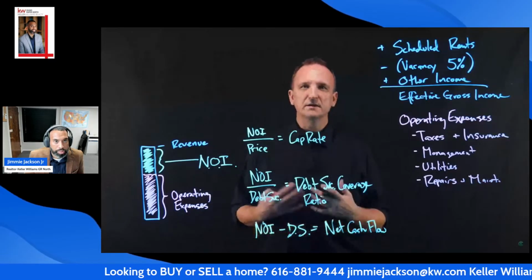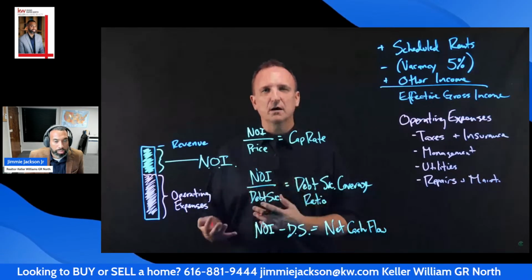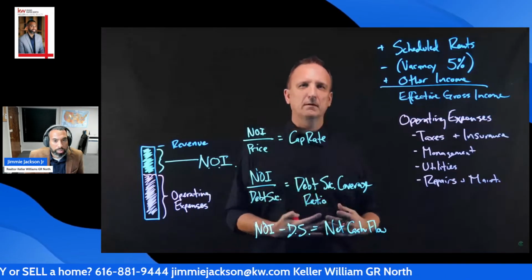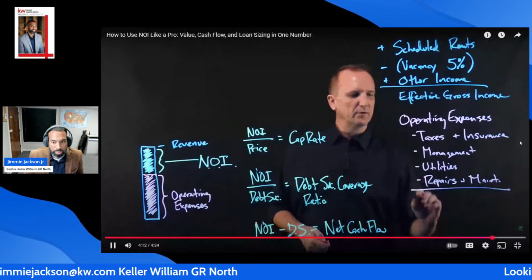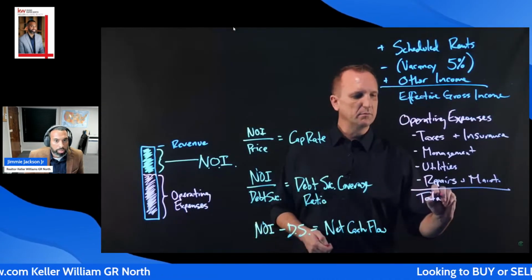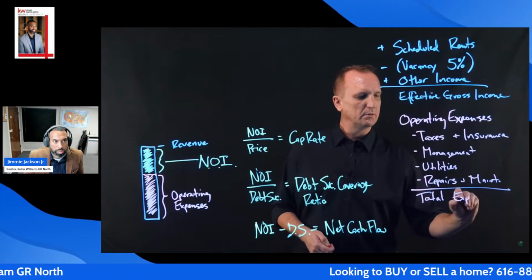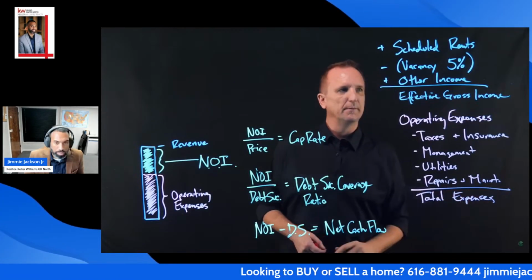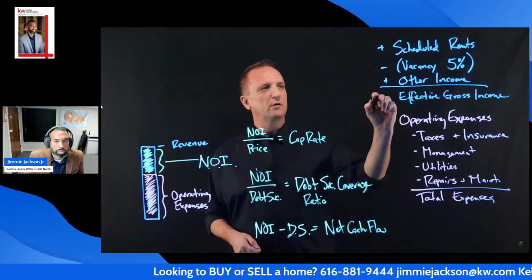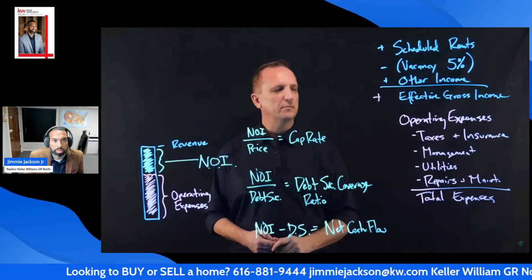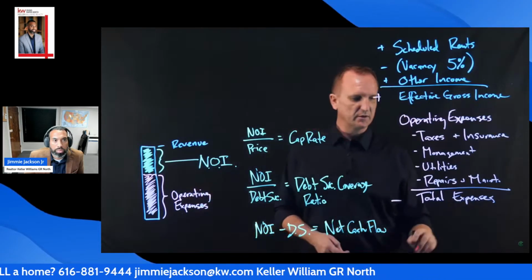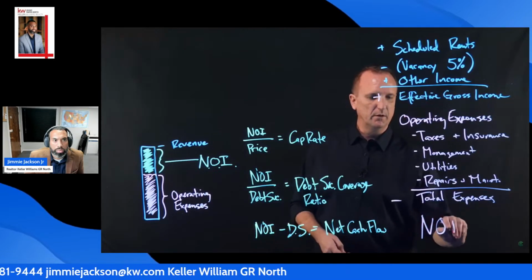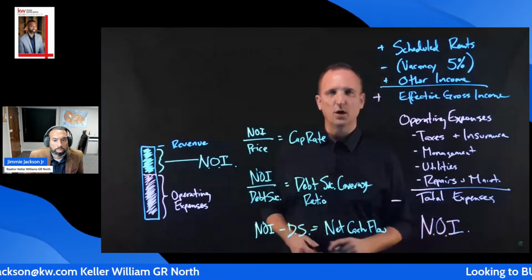Anything that is necessary to operate the property, along with collecting the rents, is considered operating expenses. Those would be our total expenses. And then if we take our effective gross income minus our total operating expenses, we get our NOI.